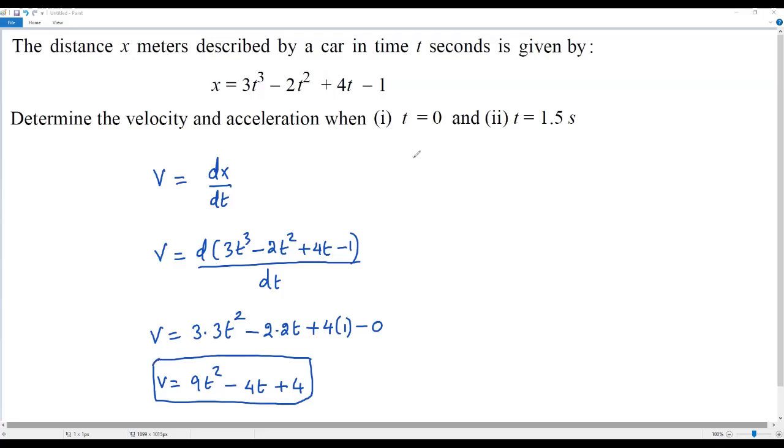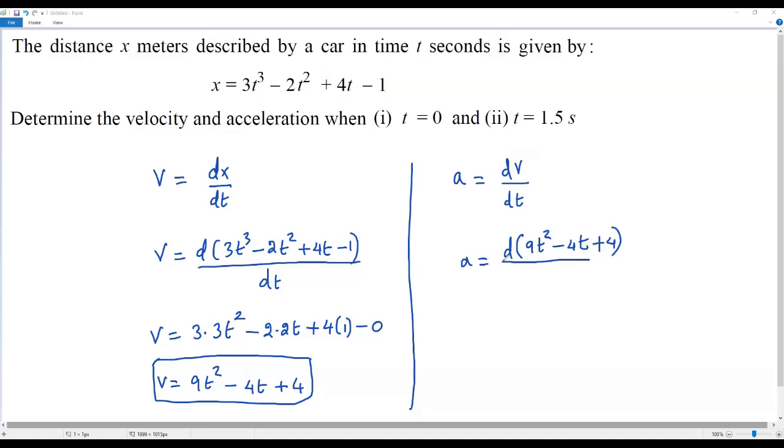Now I have to get the acceleration function. For that, I have to find the derivative of the velocity with respect to time. Velocity represents the change in the position of the car with respect to time, and acceleration represents the change in velocity with respect to time. That's why I find the derivative of velocity with respect to time. So a equals d of, and we already know v is 9t² − 4t + 4, so we plug in this expression for v.